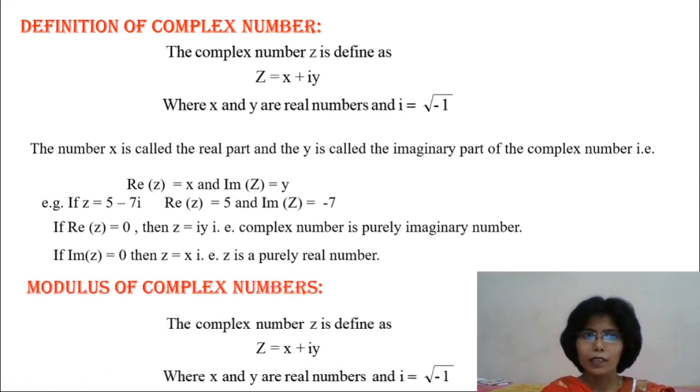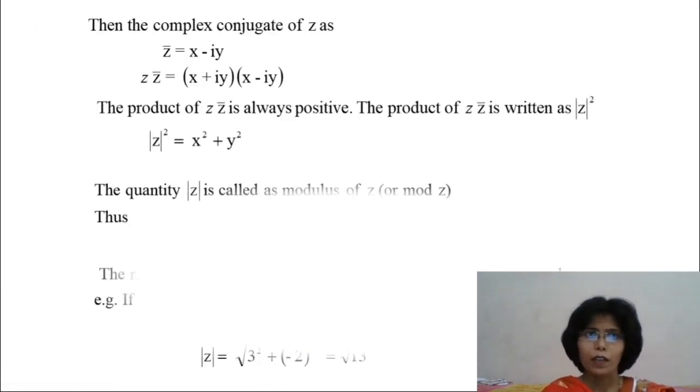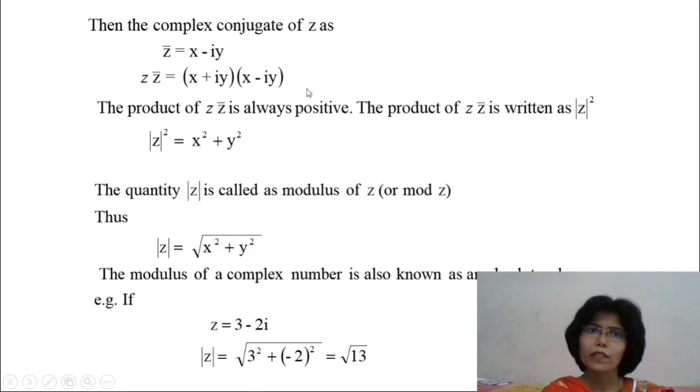Now we'll see about the modulus of complex numbers. The complex number z is defined as z is equal to x plus iy, where x and y are real numbers and i is equal to square root of minus 1. Now the complex conjugate of z is z bar, which is equal to x minus iy, where z is x plus iy and z bar is x minus iy. So if we take the product of z and z bar, then for z we can write x plus iy and for z bar x minus iy.